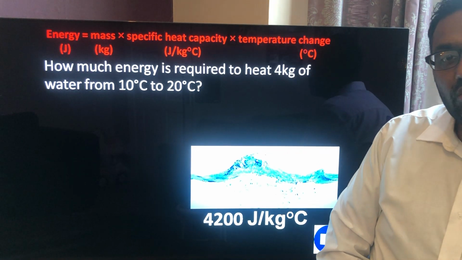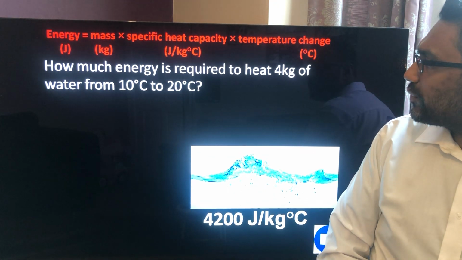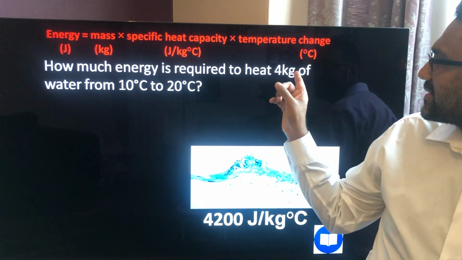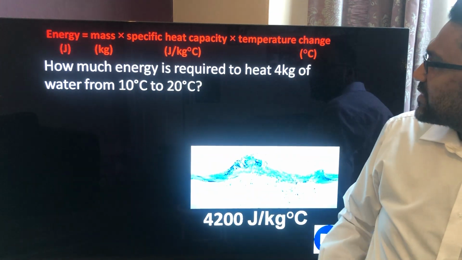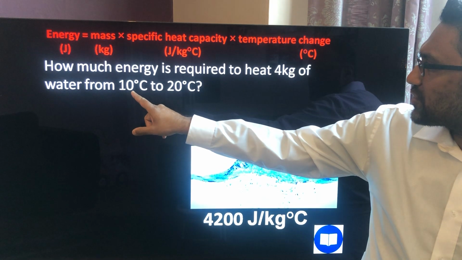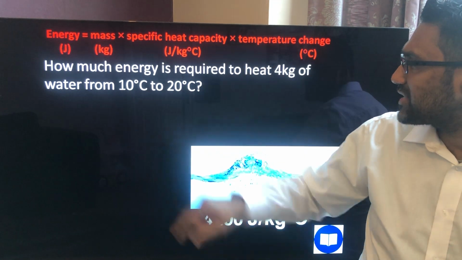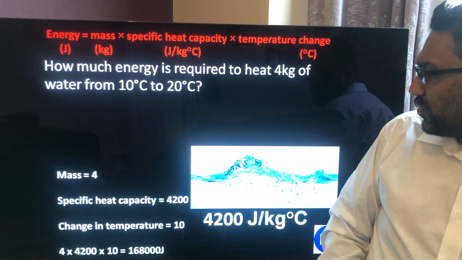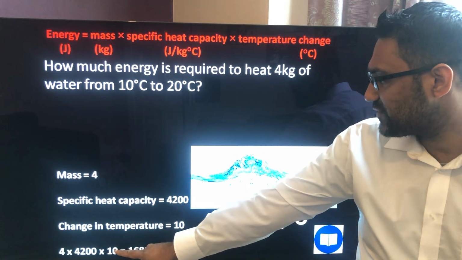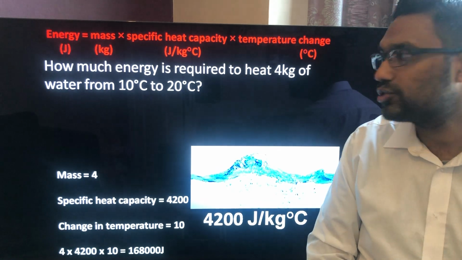What about this one? Pause the video, have a go at this one. And if you've had a go, so again, we've got our numbers. The mass is 4, that goes there. Specific heat capacity we know is 4,200, that goes there. The temperature change though has gone from 10 to 20, so the temperature change is 20 take away 10, which is 10. And therefore, there's your answer. 4 times 4,200 times 10 gives us 168,000 joules.